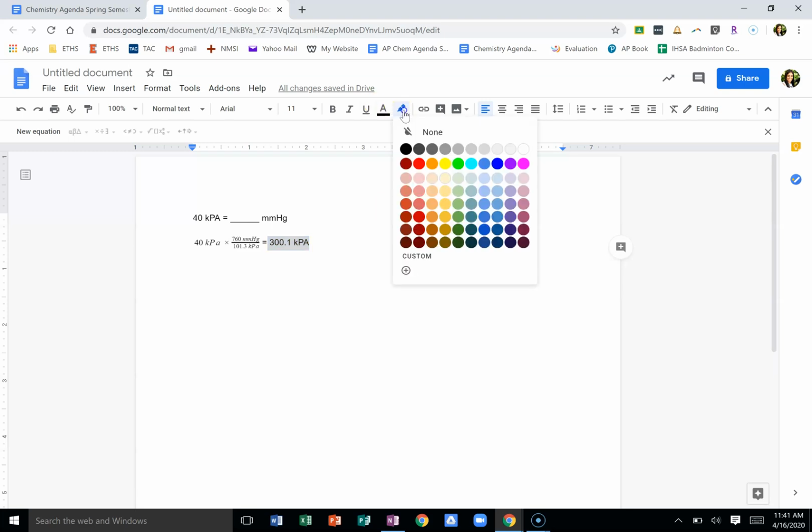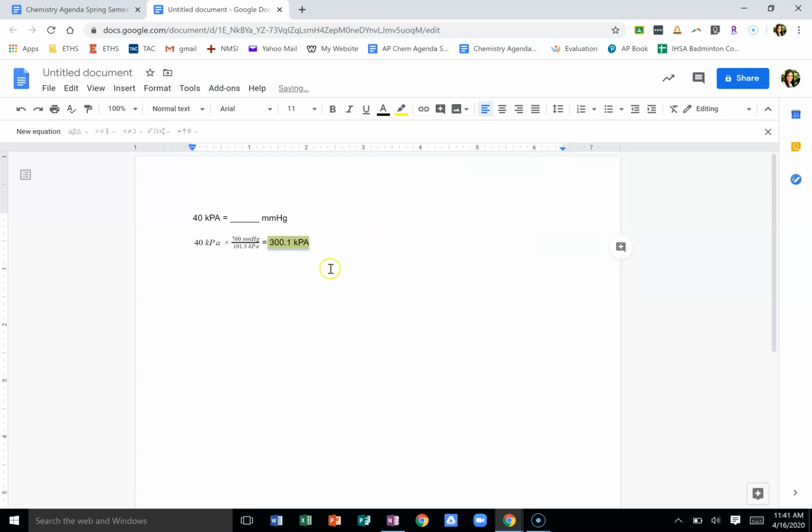I'm going to do something like this to highlight my answer. So that's going to be really useful when you're making these conversions on your homework today.